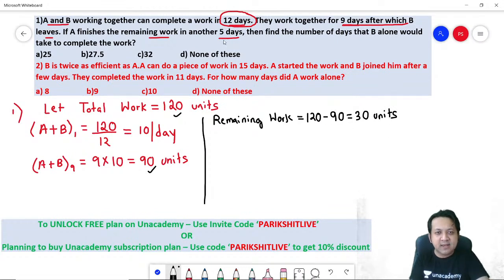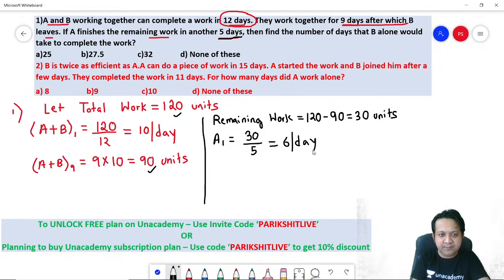And who completes it? A completes it in 5 days. So can I say in one day, A would do 30 divided by 5, which is basically 6 units per day. 6 units per day. Right? Now think about it. A plus B does 10 units per day, while A does 6 units per day. Obviously, that would mean B must be doing the remaining, which is 10 minus 6, which is 4 units per day.